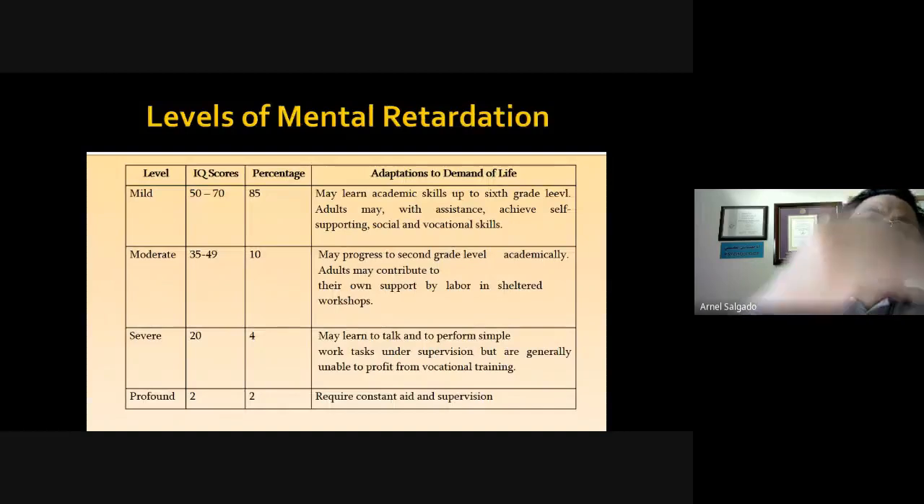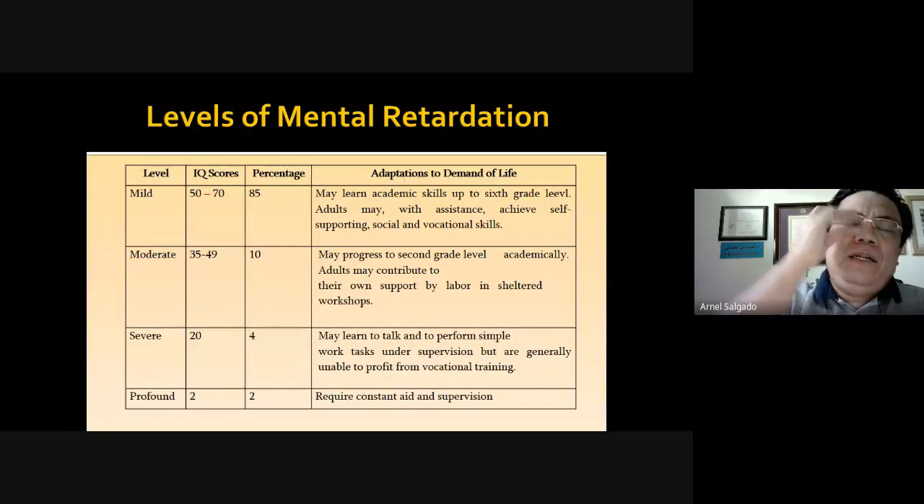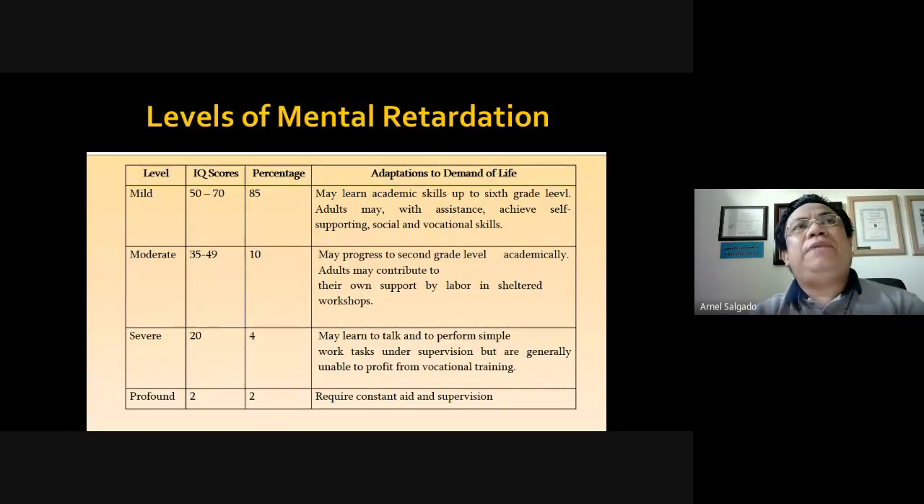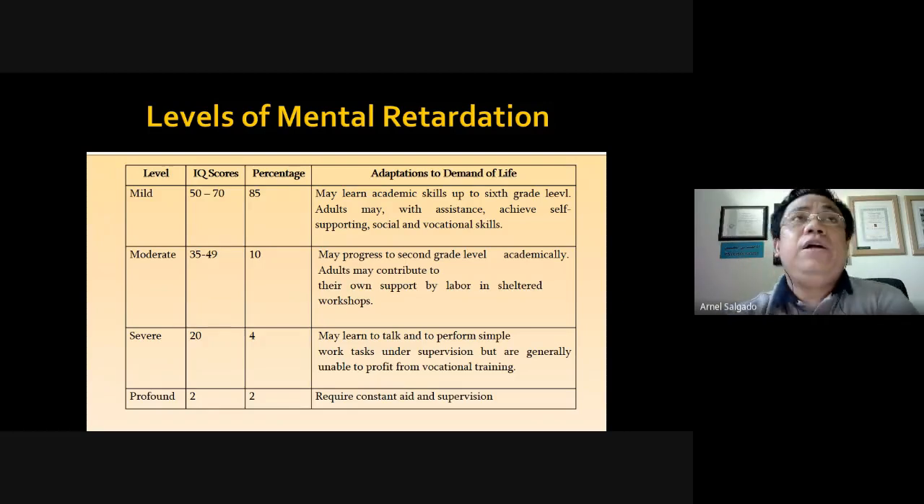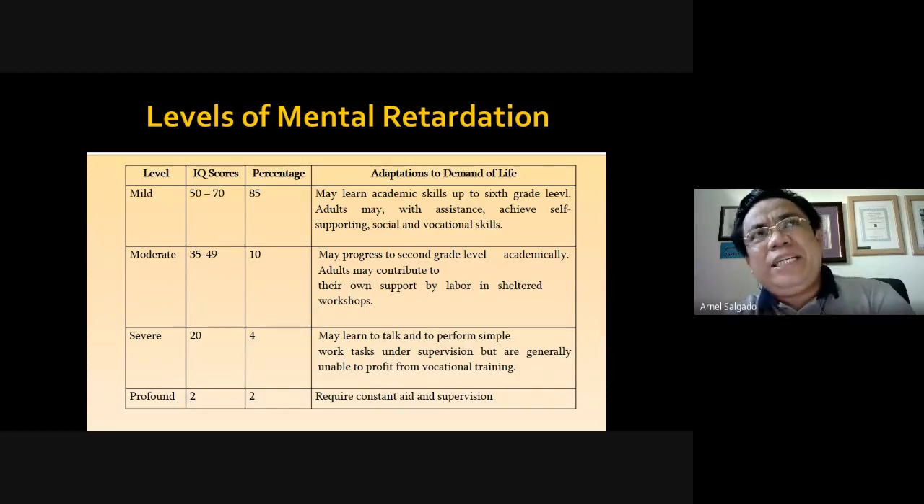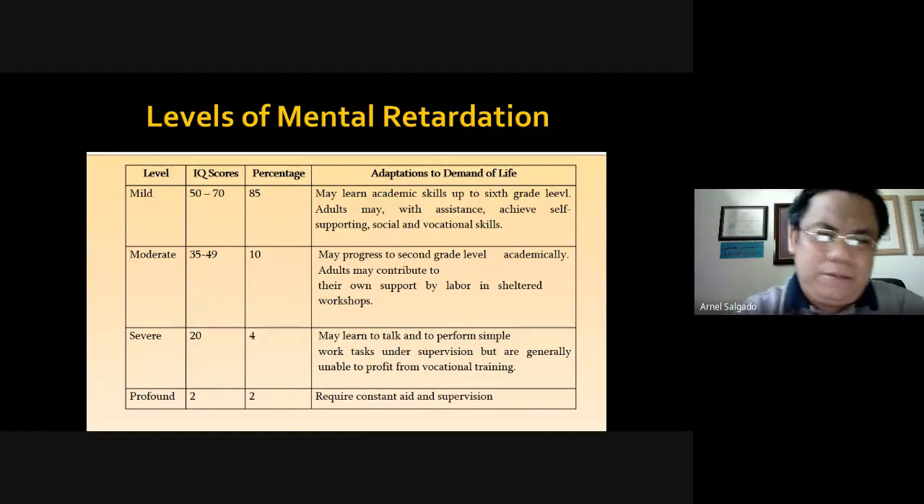Now, of course, above 100, we will not need to take care of them, because it's assumed that when your IQ is 100, you are normal and you can take care of yourself. Much more if your IQ is more than normal, that is above 100. We have above average, so you can take care of yourself even more. So there is no need for you to look into that.